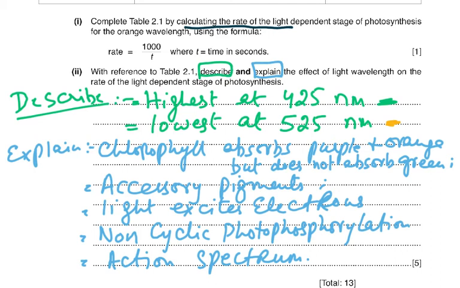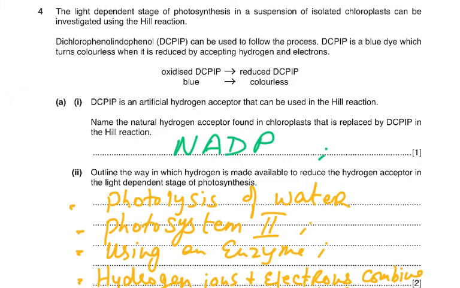And this is with the action spectrum, which tells us that different wavelengths of light have different rates of photosynthesis. So that is called the action spectrum. Now, coming to question number 4, the light-dependent stage of photosynthesis in a suspension of isolated chloroplasts can be investigated using the Hill reaction. DCPIP can be used to follow the process.